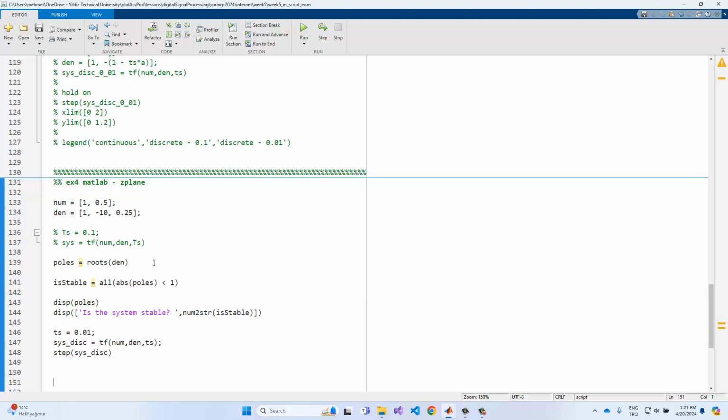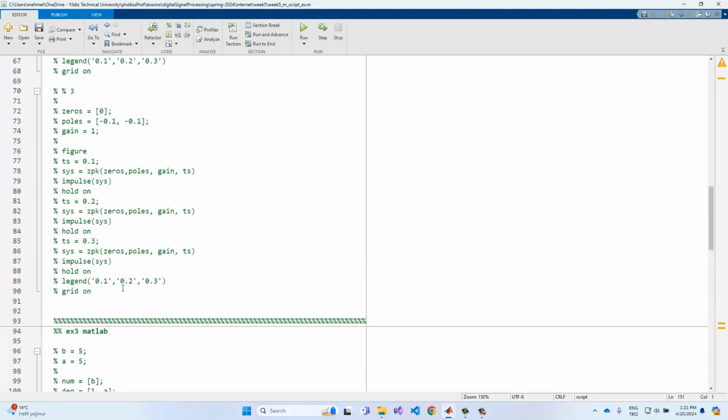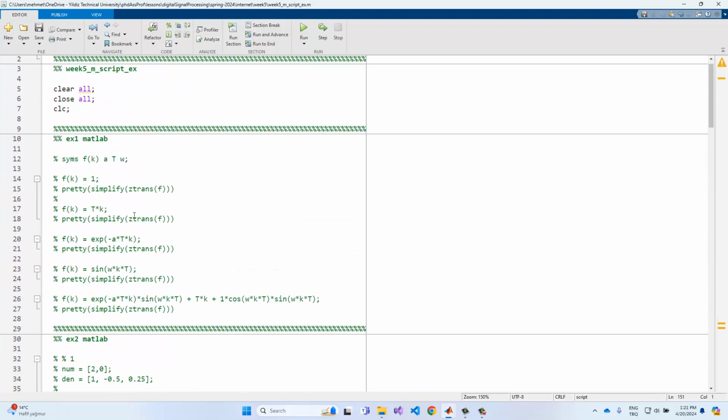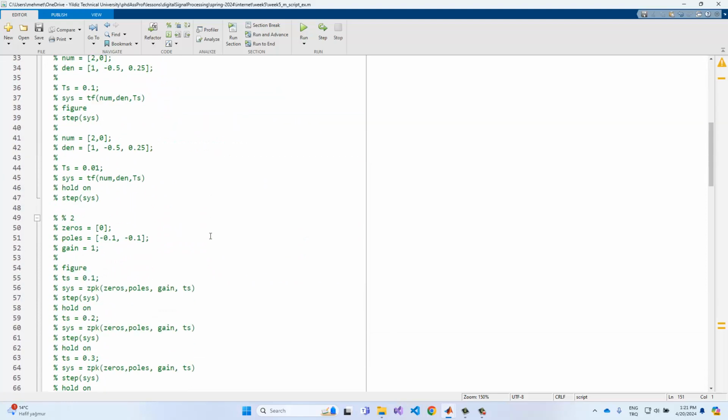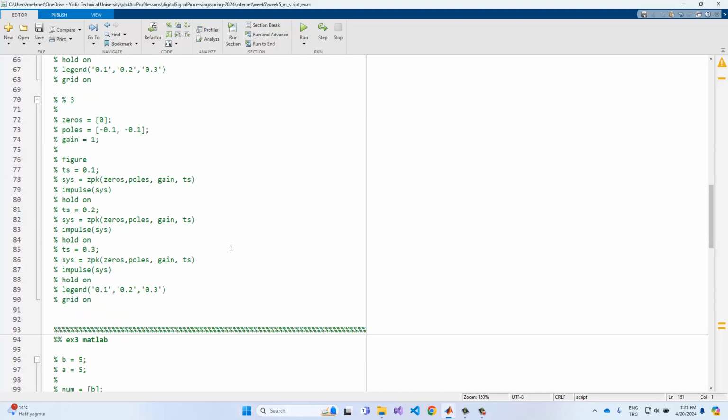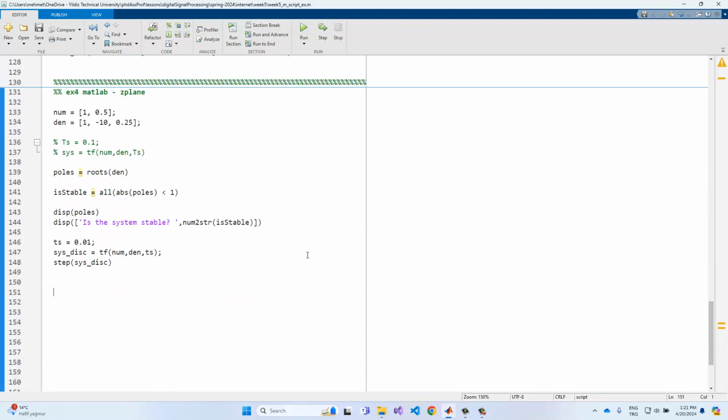Okay, that's all for the 5 Matlab examples. Just remember that we can utilize all these things in order to check or test our algorithms, the system, or the proofs related to discrete time signal notation. Okay.